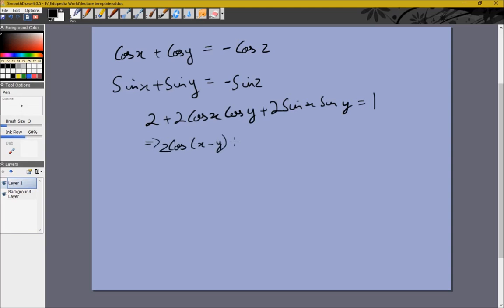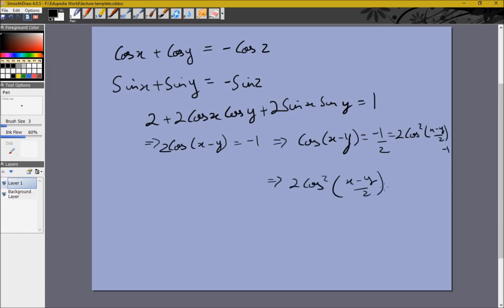Right, so 2 cos of x minus y is equal to minus 1, which means cos of x minus y is equal to minus 1 by 2. But this is equal to 2 cos squared x minus y by 2 minus 1, which means 2 cos squared x minus y by 2 is equal to 1 by 2. Take this here, cos squared of this is 1 by 4, which means cos of x minus y by 2 is plus minus 1 by 2, and 1 by 2 is an option, so Q goes to option 3. So P goes to option 4, Q goes to option 3.